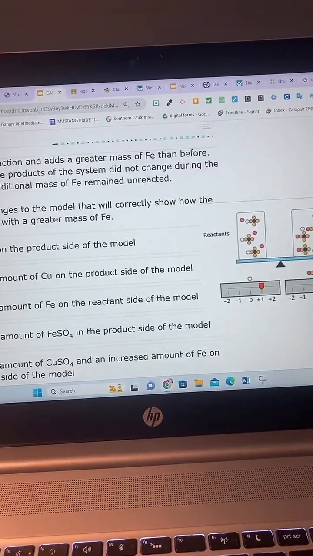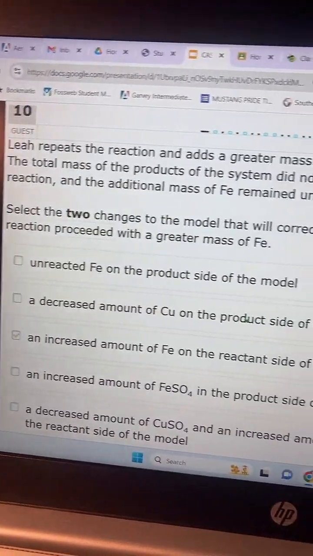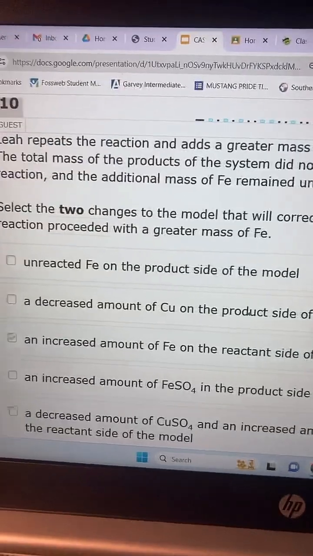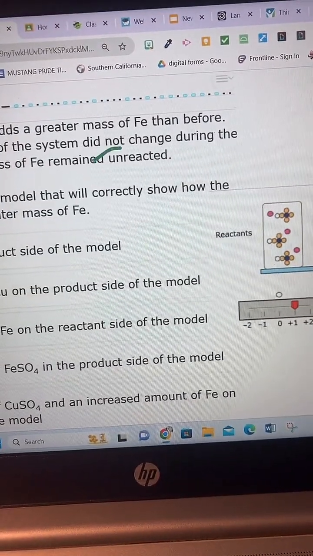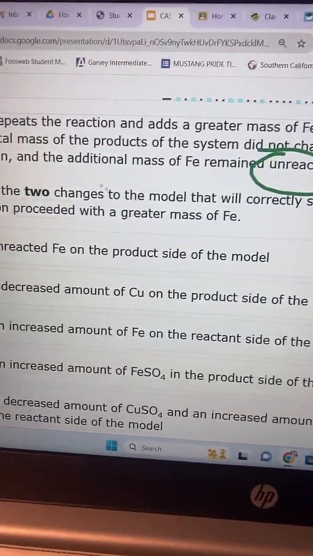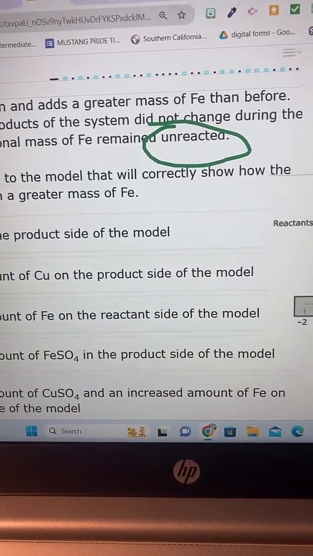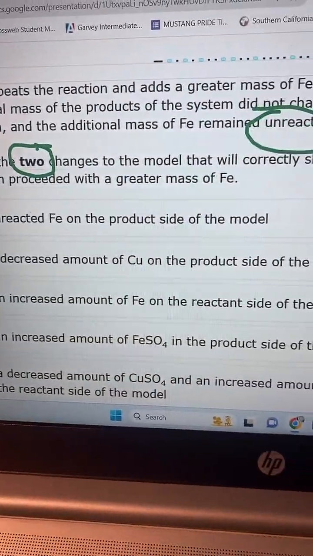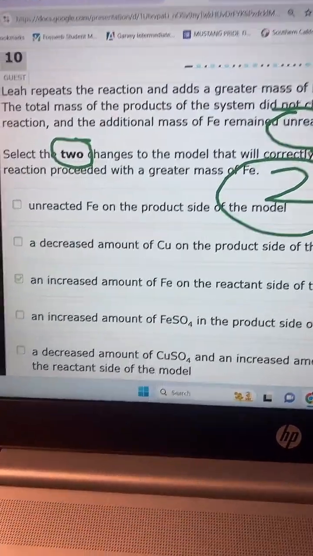Okay. Next question: Leah repeats the reaction, adds a greater mass of Fe than before. The total mass of the system did not change during the reaction. The additional mass of Fe remains unreacted. Let's circle this word. That's very important. The 2 changes, another important word, they bolded it, so we want to mark 2 of these that will correctly show how the reaction proceeded with a greater mass of the Fe. So once again, the big idea here, we want to see 2 of them.